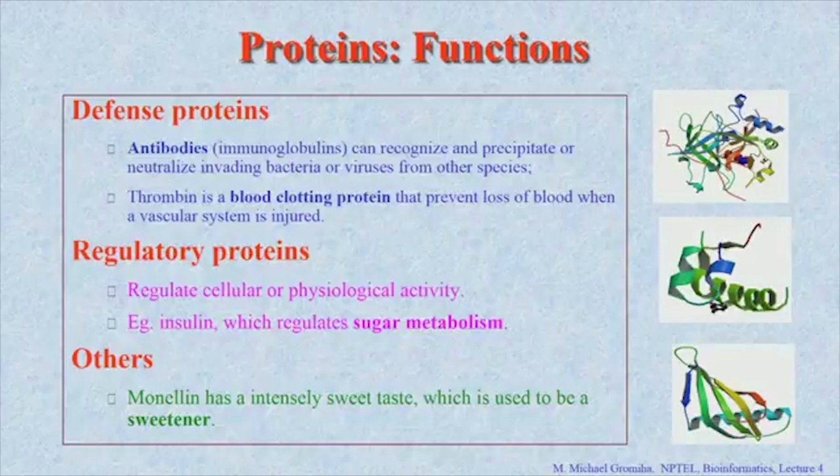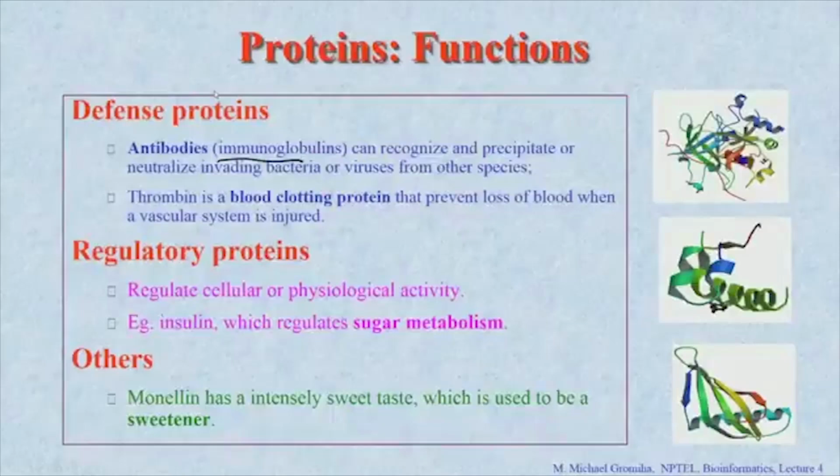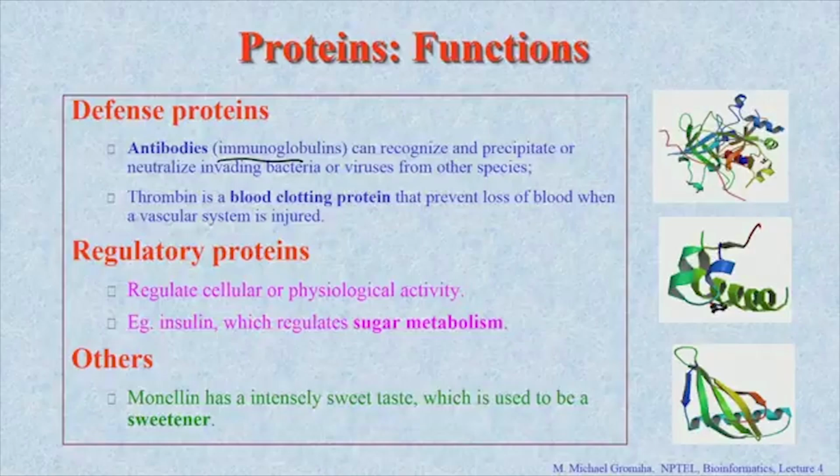Now there are other proteins called defense proteins. So what are defense proteins? Antibodies. Because we defend ourselves, we have to be safe from the environment, from bacteria or viruses or anything. Like immunoglobulins, right. These can recognize and precipitate or neutralize the invading bacteria or virus from other species.